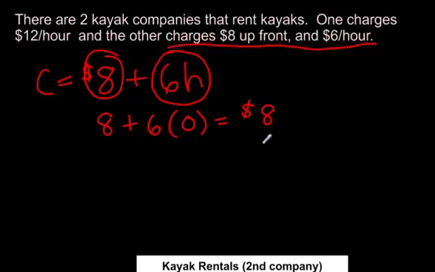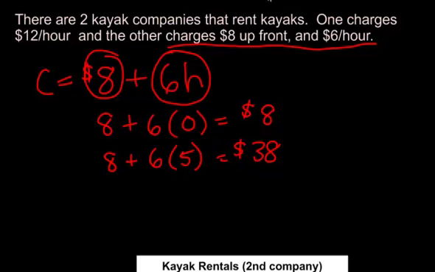Doesn't sound like a very good deal, but chances are if you rent it from them for a really long trip, it would actually be cheaper in the long run, but you might not realize that yet. Okay, if you went for 5 hours, 8 plus 6 times 5. 6 times 5 is 30 plus 8. That'd be $38. Anyway, here we have an equation, okay? C equals 8 plus 6H.